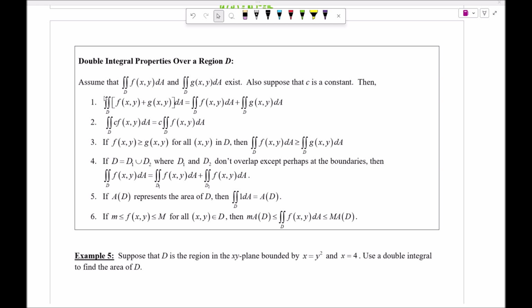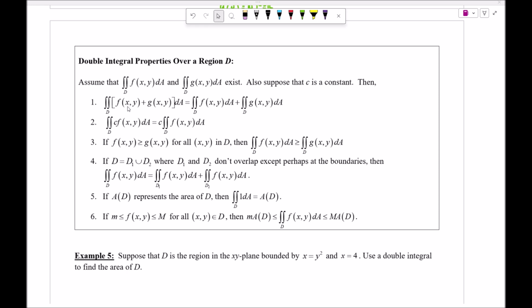Let's take a look here and see what the setup is, though, for all these 6 properties. The first thing that we have to recognize here is that we're starting with the assumption that the volume under F over D and the volume under G over D are both existing. Okay, so these double integrals both exist, and we'll also assume here that C is a constant. Well, if that's the case, the following 6 properties are definitely true. You'll actually note that a lot of these properties are very similar to what we have for single integrals, like you would have seen back in a Calc 1 class.